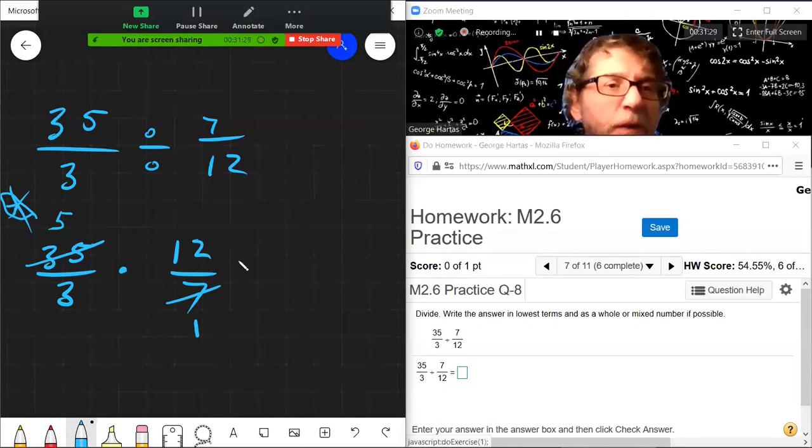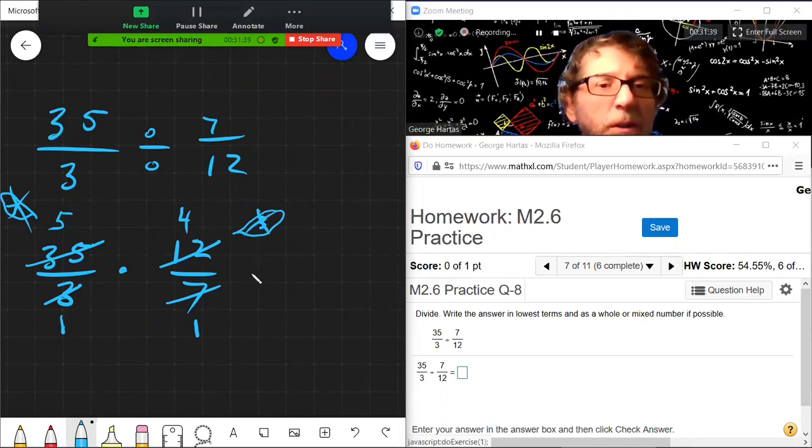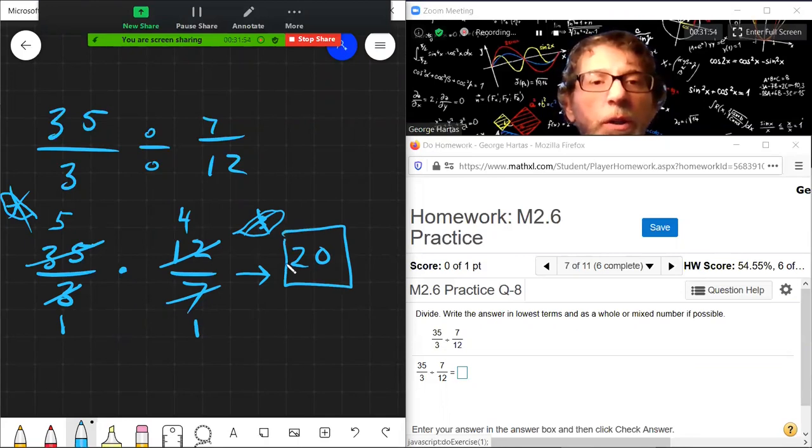The number that divides into both is 3. 3 divides into 3 once. 3 divides into 12 4 times. 5 times 4 is 20. 1 times 1 is 1. We do not need the 1 on the bottom because 20 divided by 1 is 20. Done.